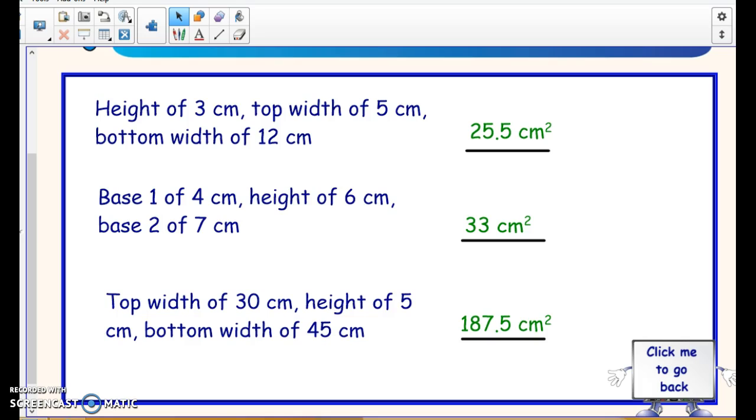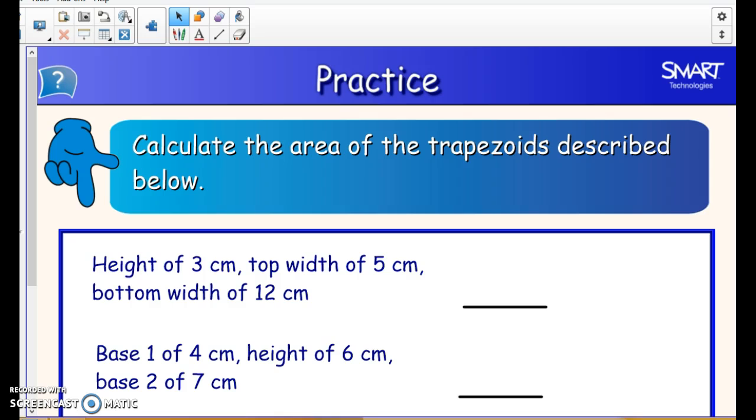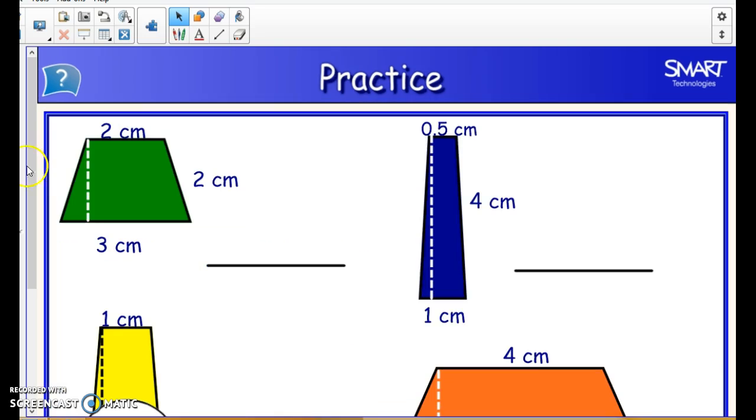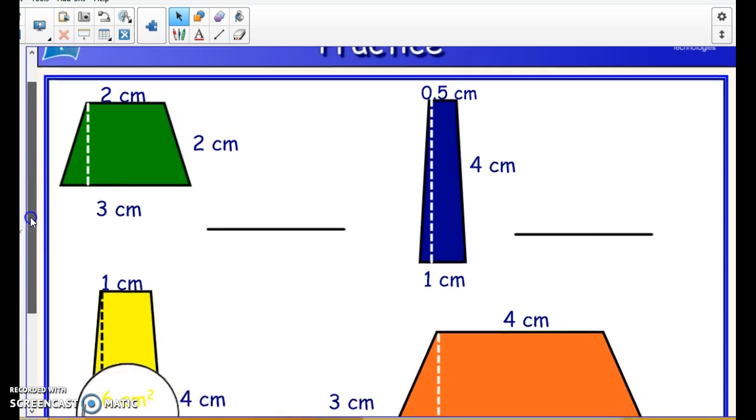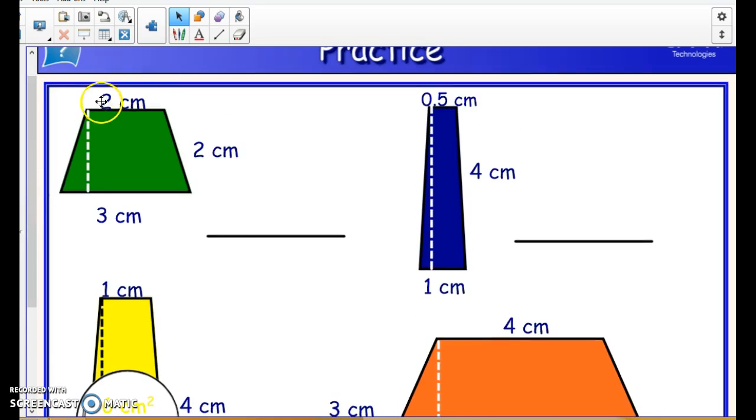So make sure you go back and you can do it no matter how you want to find area of a trapezoid, just as long as you're finding all the area. So you can either divide it up into two triangles and a square, or just take the two bases and add them up.